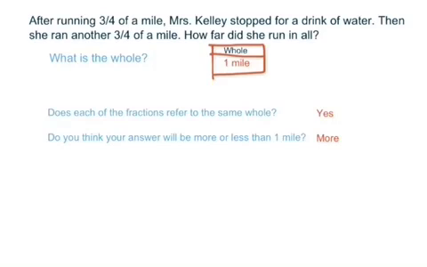So hopefully you get that 1 mile would be the whole, because I'm talking about 3/4 of a mile. That's 3/4 of 1 mile. 1 mile is the whole. The fractions are referring to the same thing because they're both 3/4 of a mile, here and here, so yes. And I think it's going to be more than 1 mile because 3/4 is only a fourth away, and this is 3/4 more, so I think I'm going to be more.